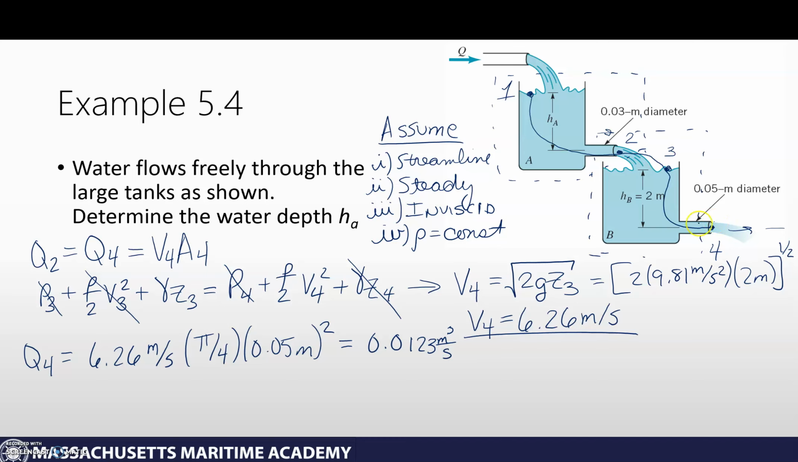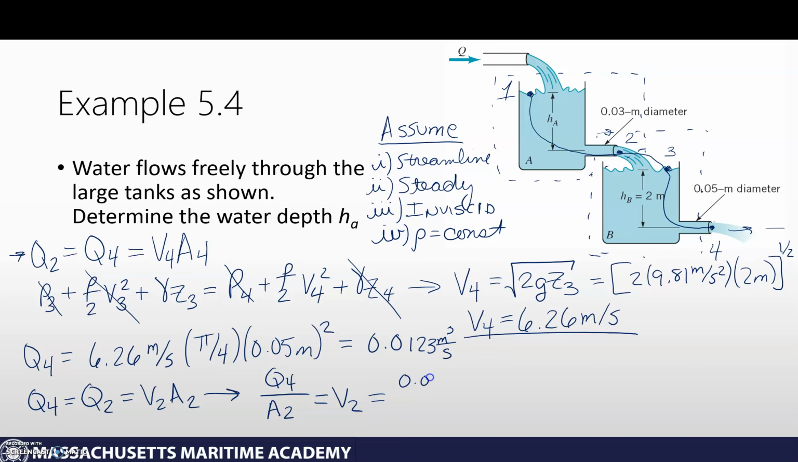Well, my flow rate at 4 has to equal my flow rate at 2. The conservation of mass equation told me that. So what I can do now is, if Q4 is equal to Q2, well, that must mean that all of this stuff at Q4 is going to be equal to Q2, which is equal to V2A2. So now I can rearrange that equation and go, okay, Q4 divided by the area at 2 will give me the velocity at 2.